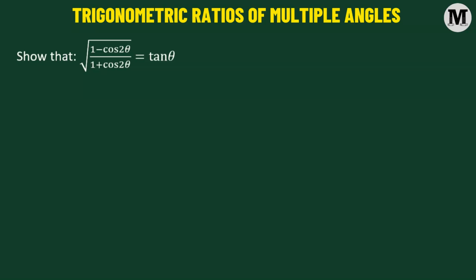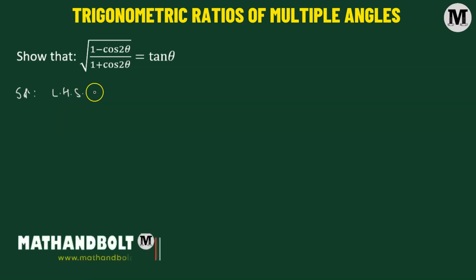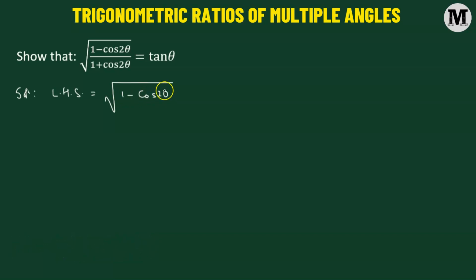So in this problem, we need to show that the square root of (1 minus cosine 2 theta) divided by (1 plus cosine 2 theta) equals tangent of theta. Let us begin. So here we will start the problem from the left hand side. We will start with the given expression. We have the square root of (1 minus cosine 2 theta) divided by (1 plus cosine 2 theta).